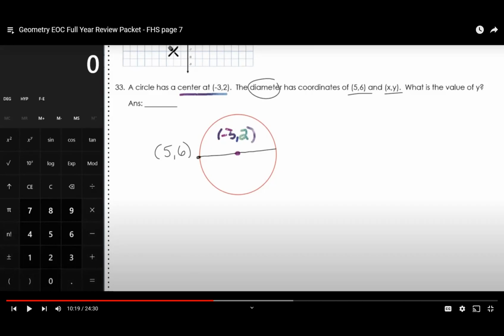-3, 2. Okay, hold on. Let me share my screen. Okay, pause it right there. All right. Let me go back to the graph.